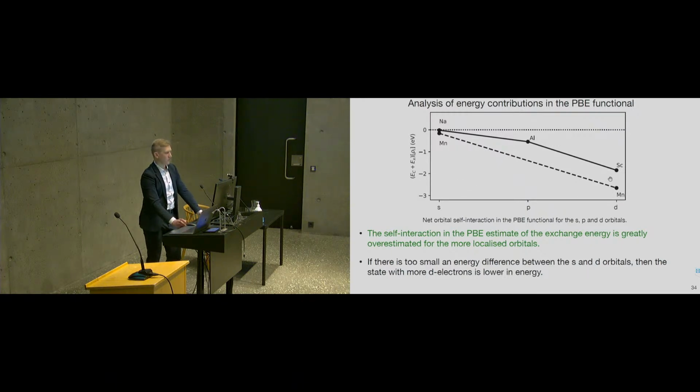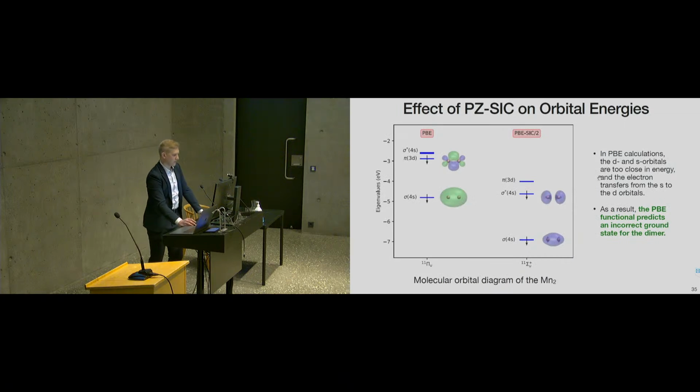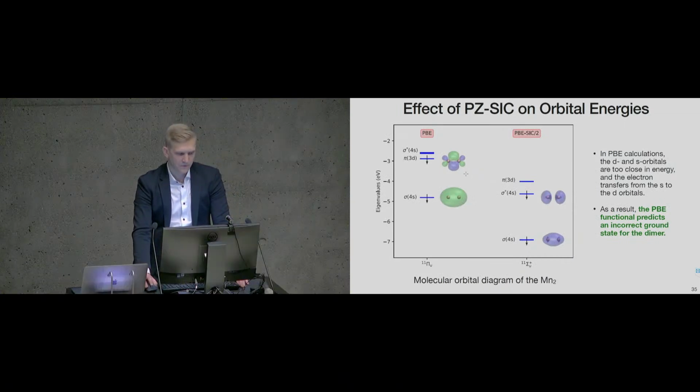Now, if we have a small energy separation between s and d electrons, then the semi-local functional will prefer the state which has more d electrons in it, because it has a large negative contribution in the energy. Then we calculated the molecular orbital diagram for this state, and indeed we can see that PBE predicts that the HOMO state will be a linear combination of d orbitals, and the unoccupied state will be just sigma star for s state.